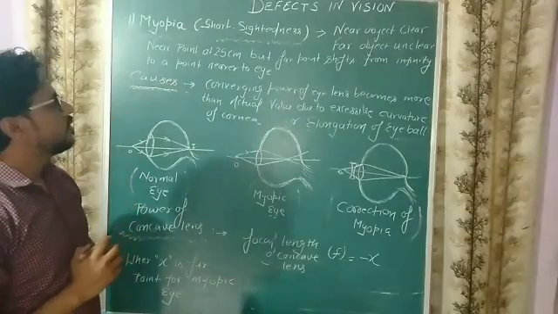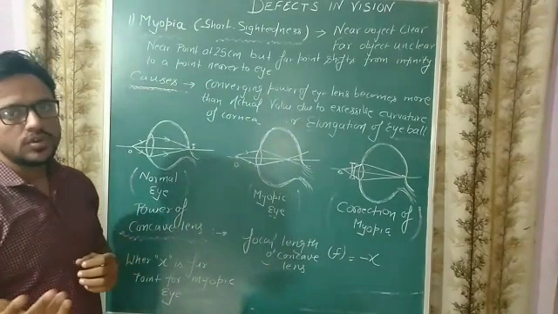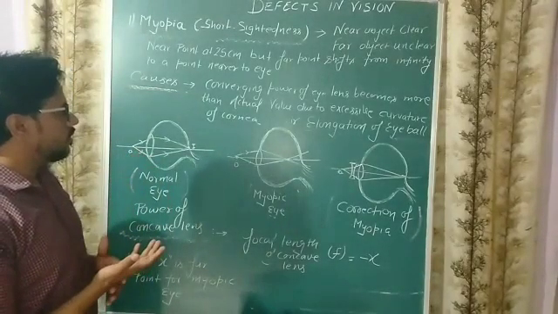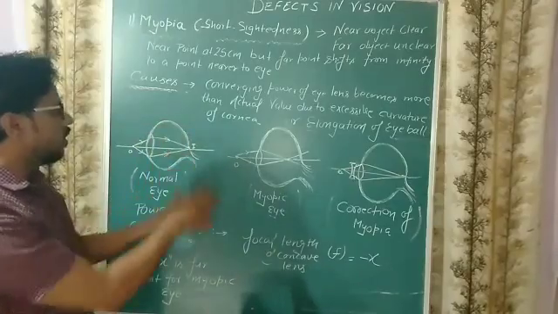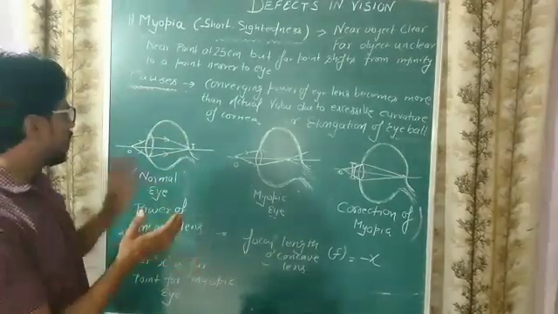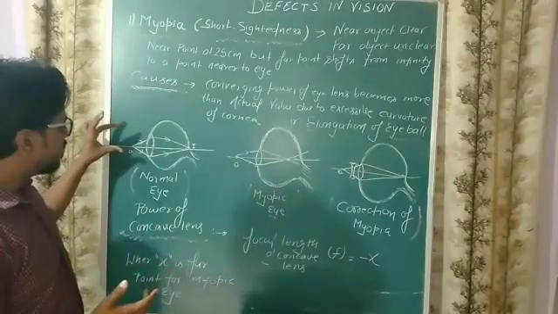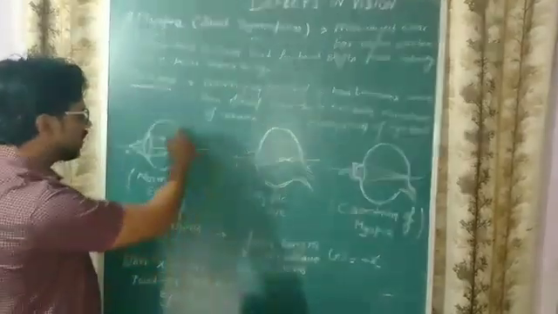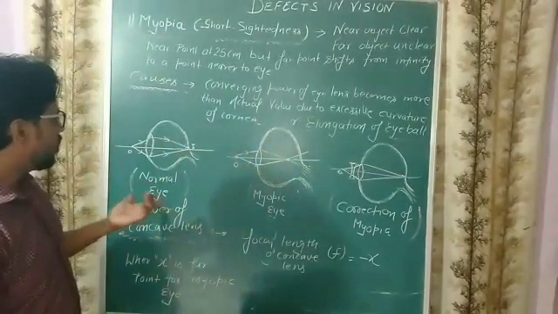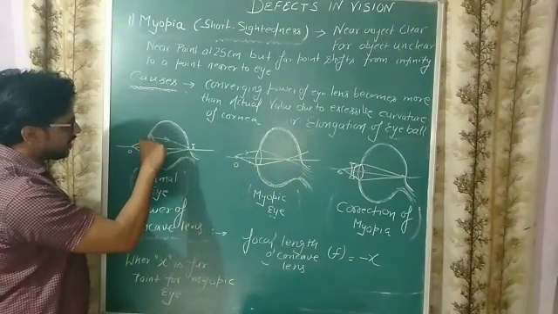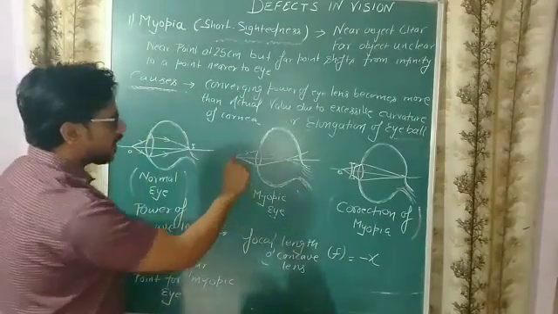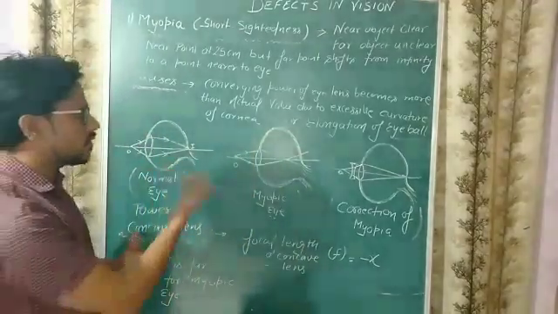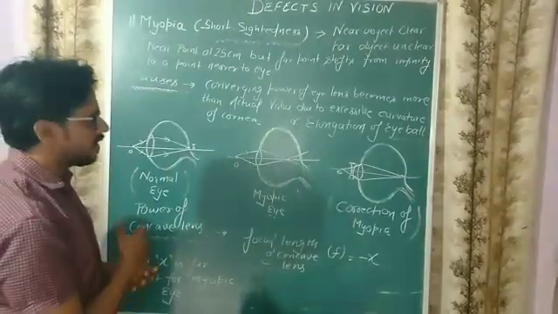What are the causes of this defect? We all know there is a converging lens in our eye, and due to the excessive curvature of the eyeball, or you can say elongation of the eyeball, the converging power of this lens becomes more and it converges the rays before the retina. This is the screen, that is the retina. In a normal eye, the object image is formed at the retina, but a myopic eye converges the rays before the retina. That's why a person suffering from this defect is not able to see the object clearly.